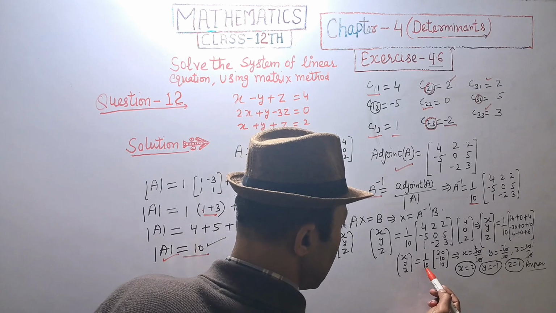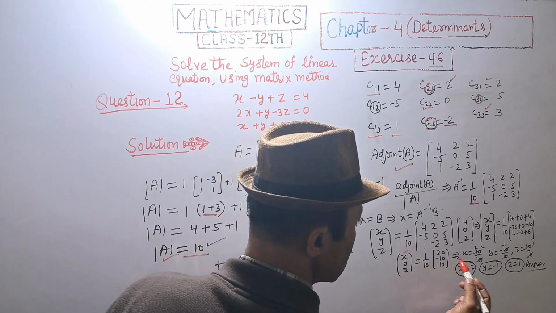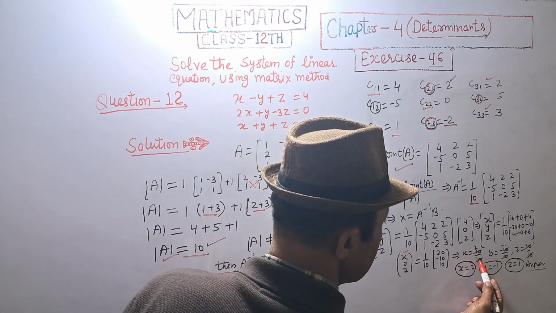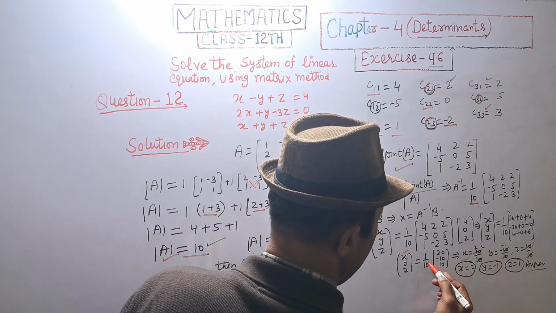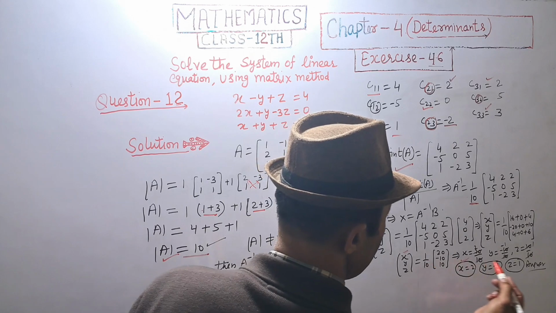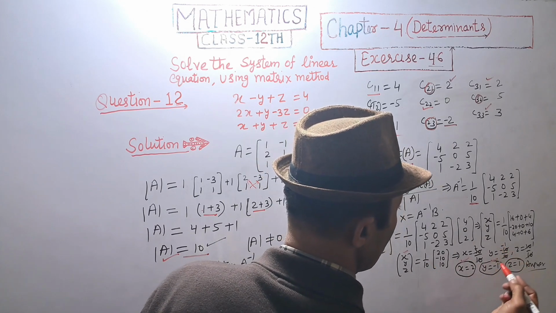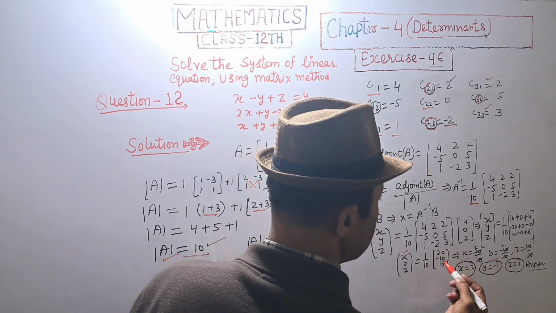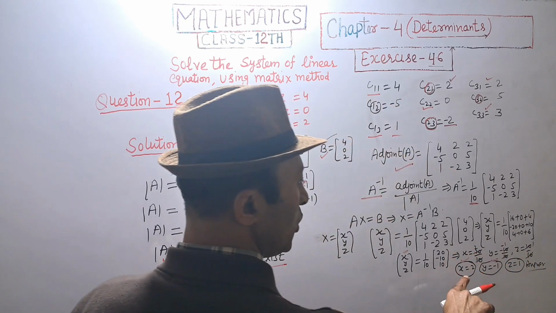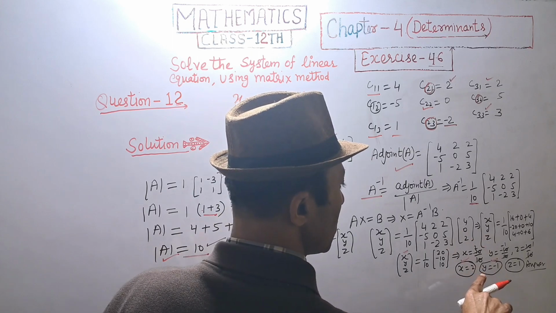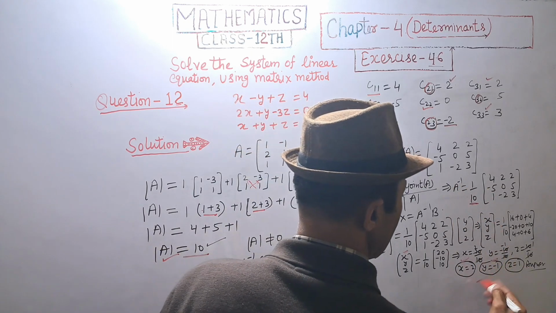20 divided by 10, that is the value of x, that is 2. And minus 10 divided by 10, that is minus 1, the value of y, and the value of z is 10 upon 10, that is positive 1. X equal to 2, y equal to minus 1, and z equal to 1. Answer.